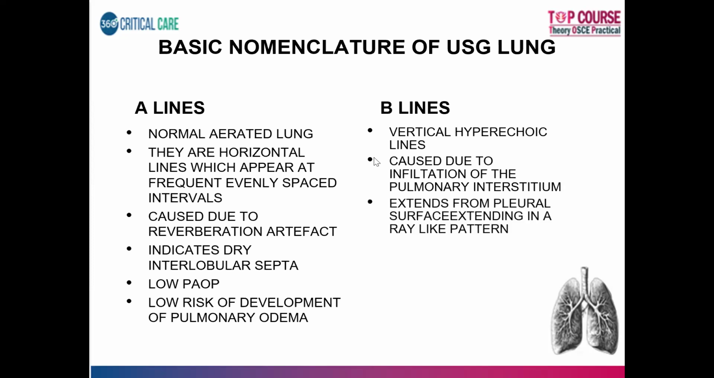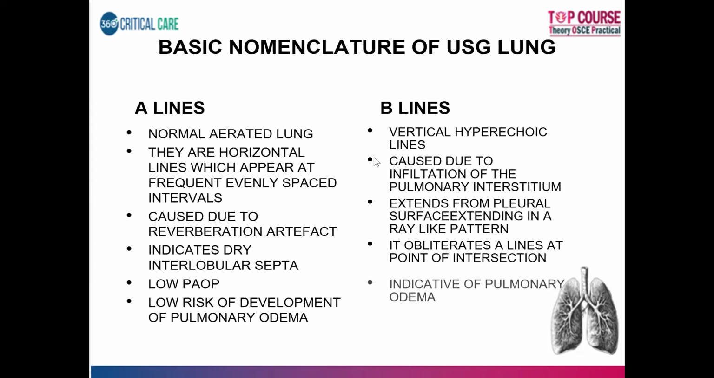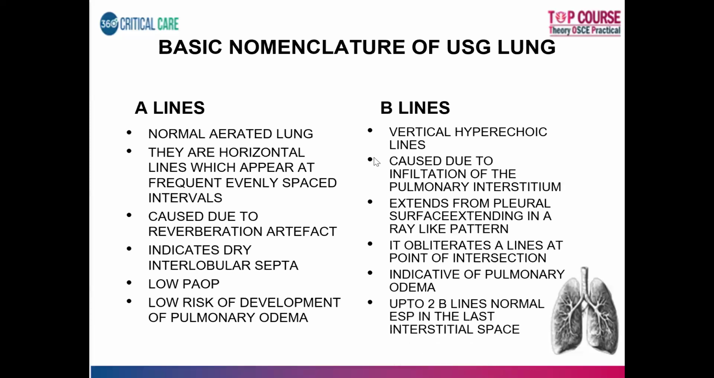It usually, as I told you earlier, is a vertical line. It extends from the pleural surface in a ray-like pattern till the end of the screen. Okay, so this is how they look. It usually cuts across an A line at the point of intersection and usually indicates the presence of pulmonary edema, which accumulates in the pulmonary interstitium. Up to two B lines in the last interstitial space, especially lower down, is acceptable.